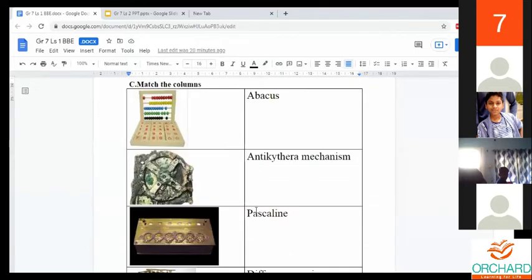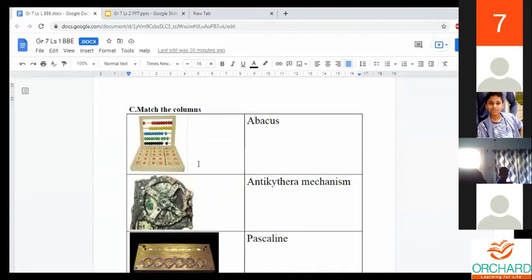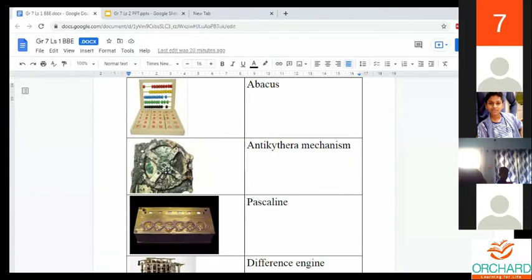And last one is match. So you have to name the early used computing machines. Okay. What machine is this? This is abacus. What is this? Abacus. And this is your Antikythera mechanism. It was from Greek origin and it is found in the island of Antikythera. So it is called an Antikythera mechanism.